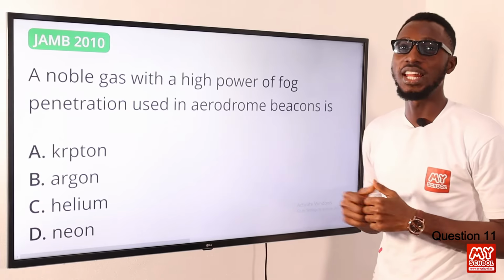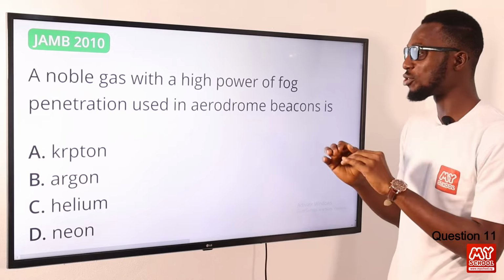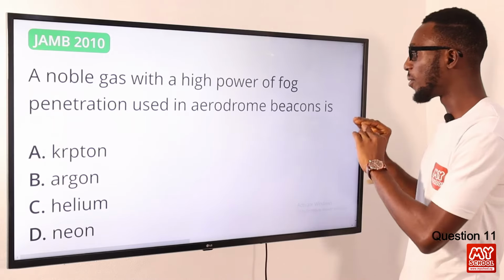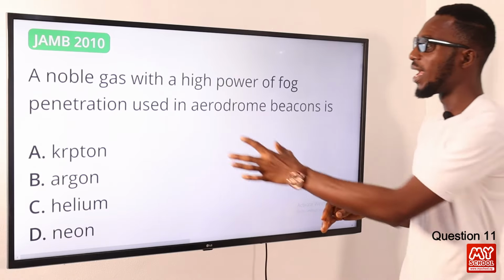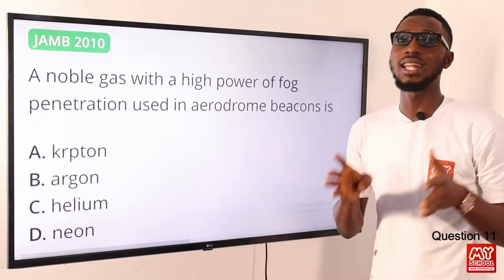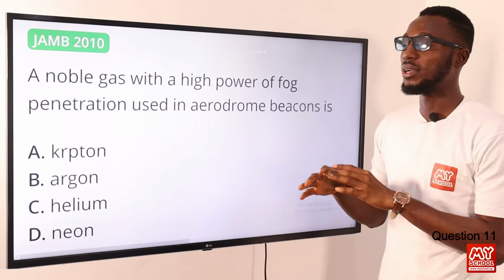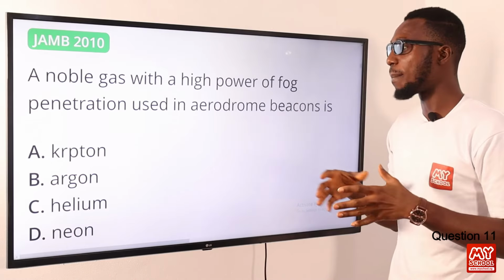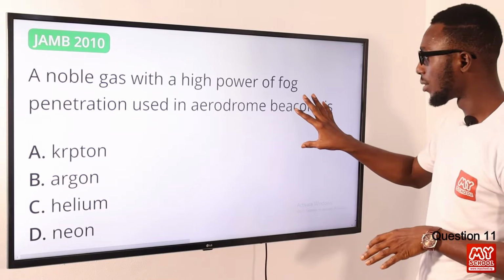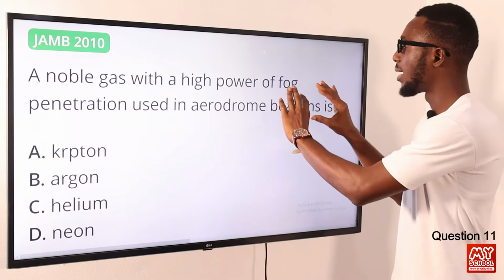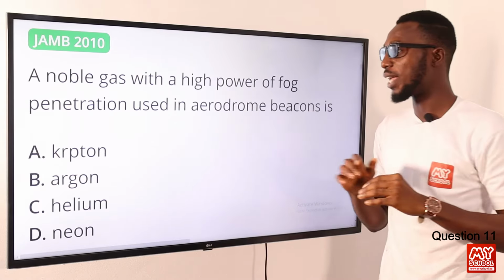So we have question 11. A noble gas with a high power of fog penetration used in aerodrome beacons is what? Let's break it down. An aerodrome is that particular place where flights of aircraft take place. So when you say an aerodrome beacon, you are talking about the light that indicates the location of that aerodrome.